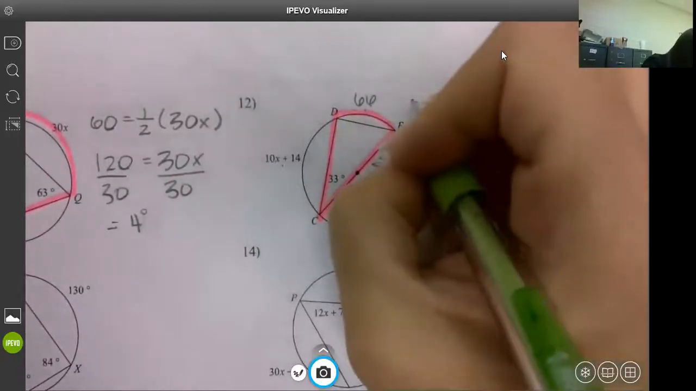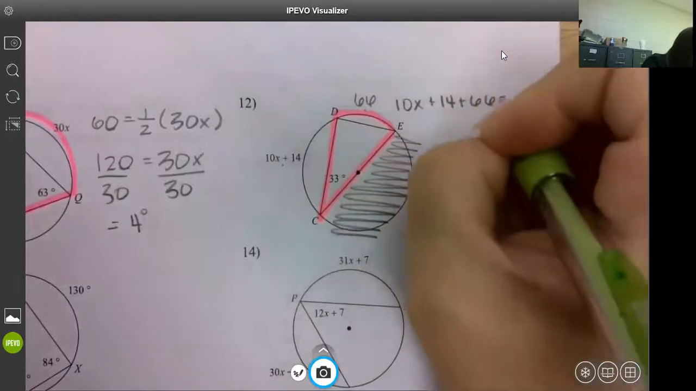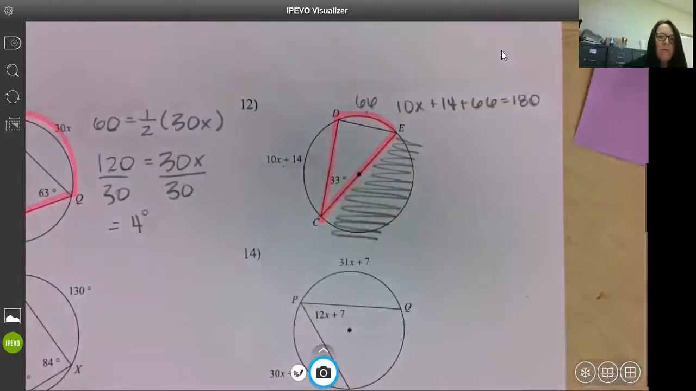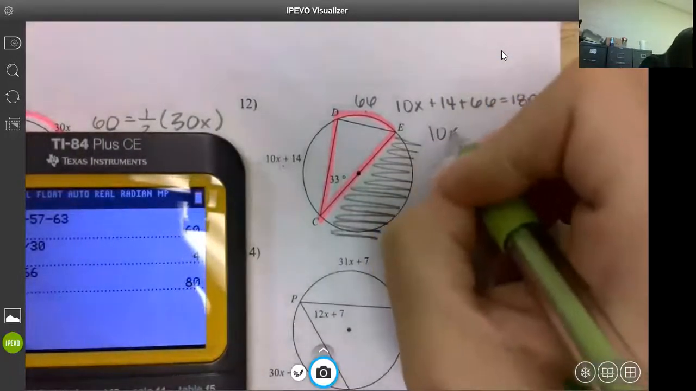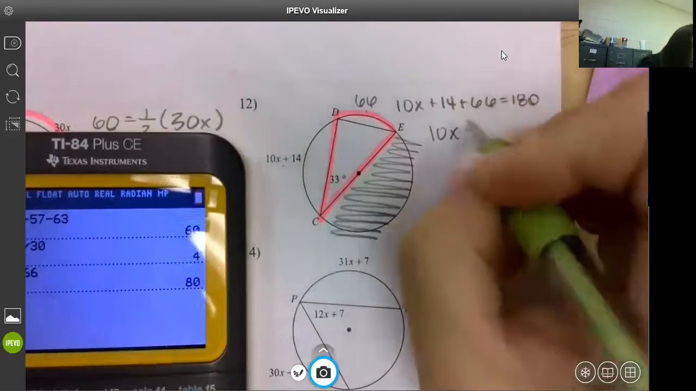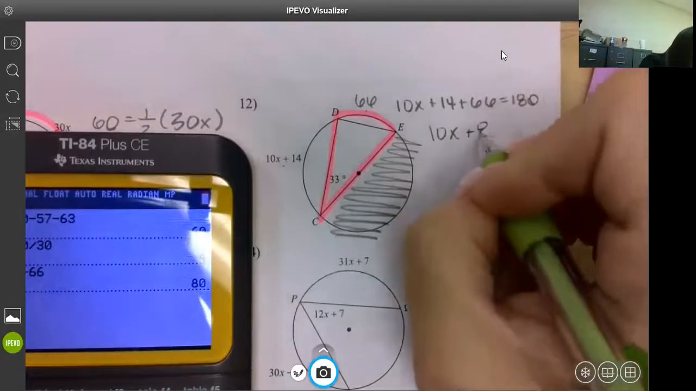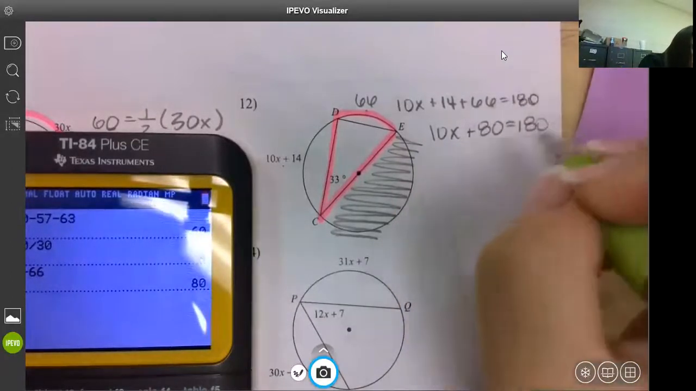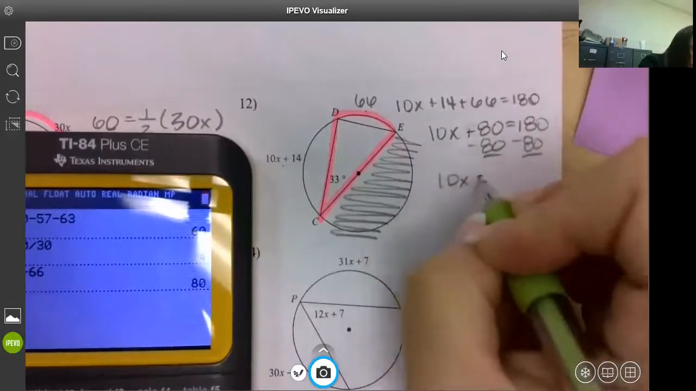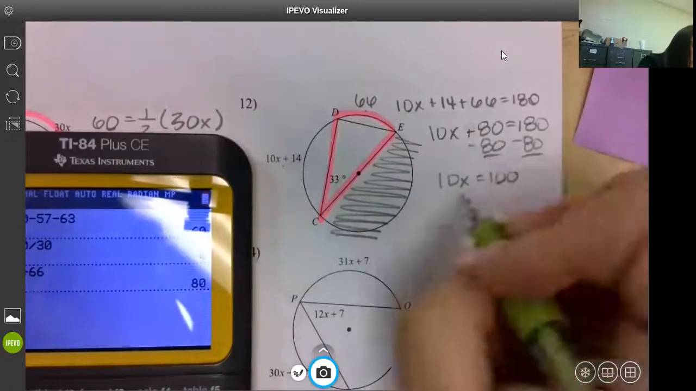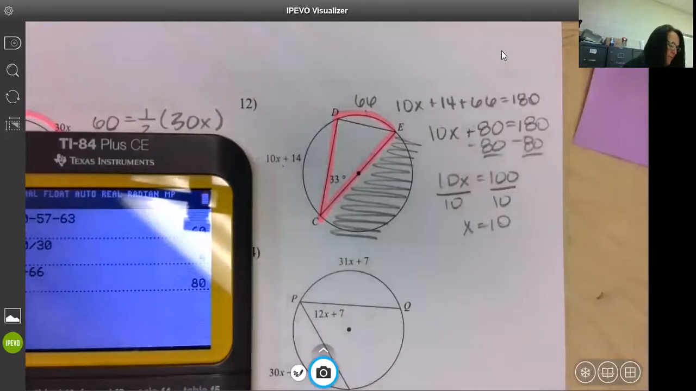So there's multiple different ways to do it. This is just the one that I see. So if you see something else, but you get the same answer, it's okay. So add them to equal 180. So 14 plus 66, we get 10x, I'm sorry, 10x plus 80 equals 180. We're going to subtract 80. We get 10x equals 100. Divide by 10, and x equals 10.